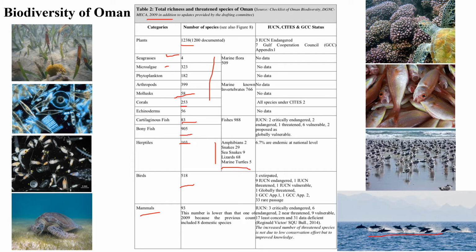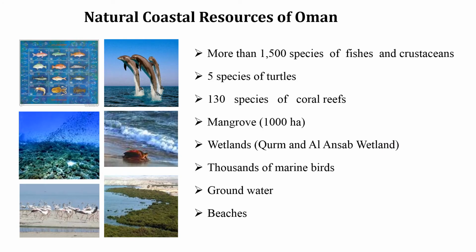So almost 1500 species of fish and crustaceans you can find in Oman. 5 species of turtle we will see later on. Also 130 species of coral reef. Mangrove, almost 1000 hectares, but the mangroves are patchy and found almost all over the coast of Oman, you can find mangrove here and there.